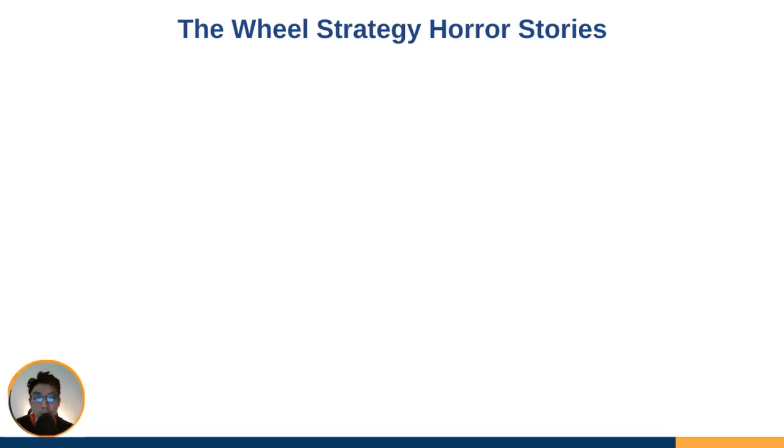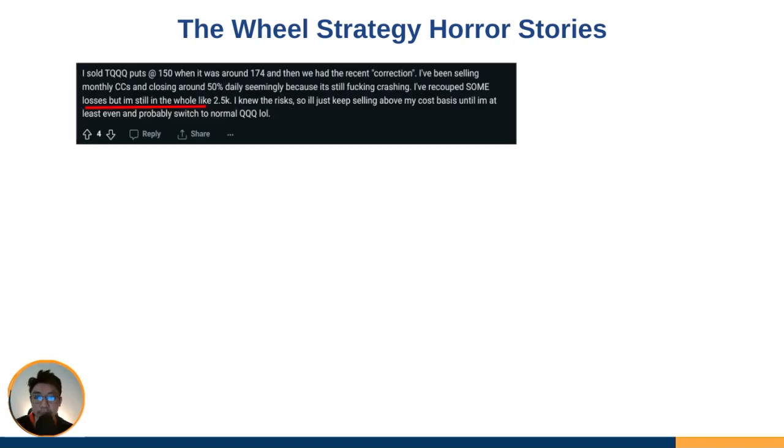So I went to the web and just typed "wheel strategy horror stories," and a few stories just came up on Reddit. As you can see down here, this person sold the TQQQ puts at 150 when it was 174. So seemingly, it seems pretty safe. By the way, TQQQ is not exactly the same as QQQ, which is the tech index ETF.